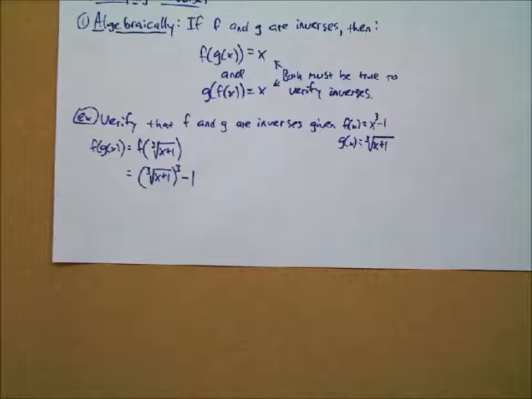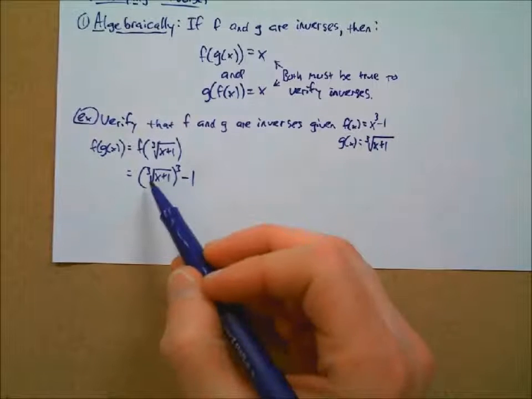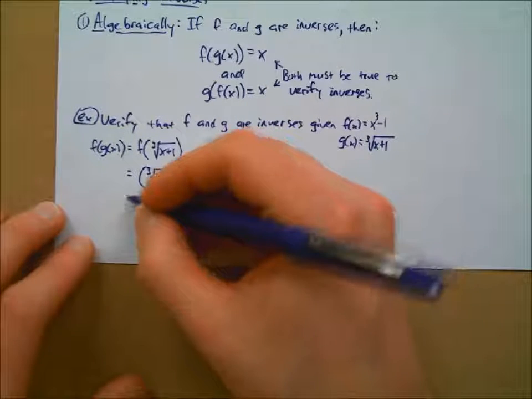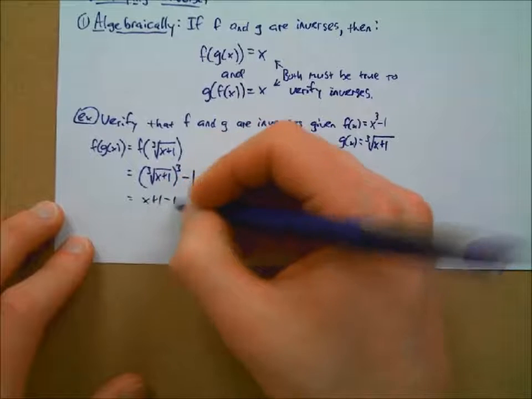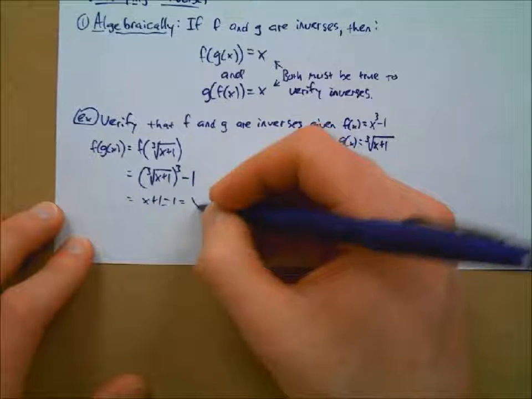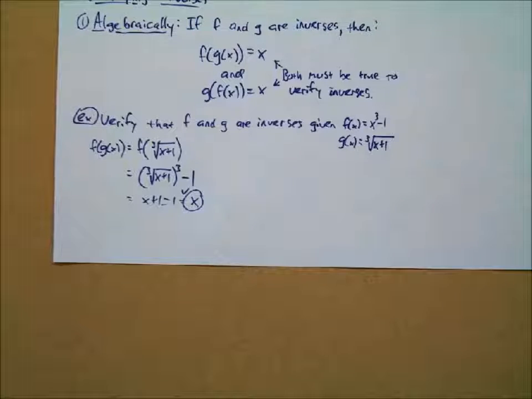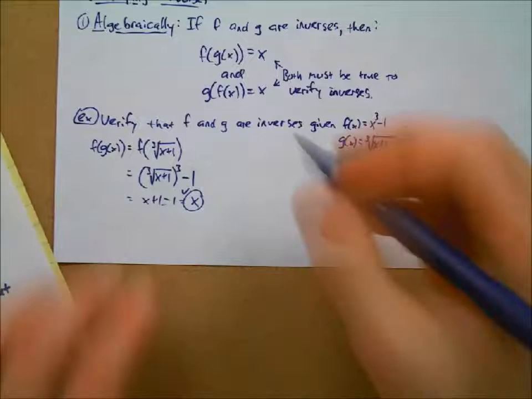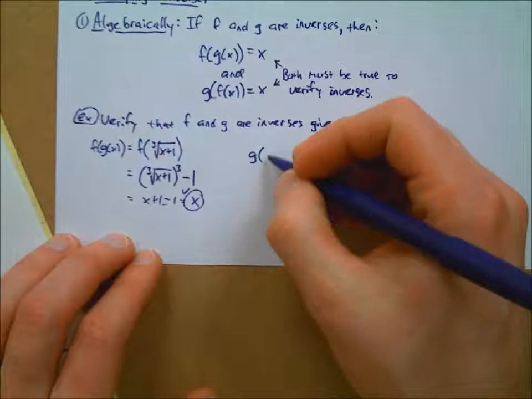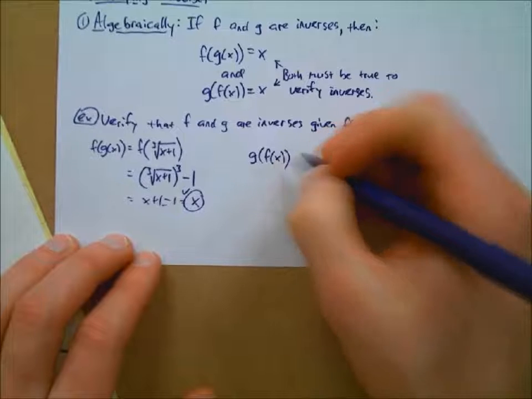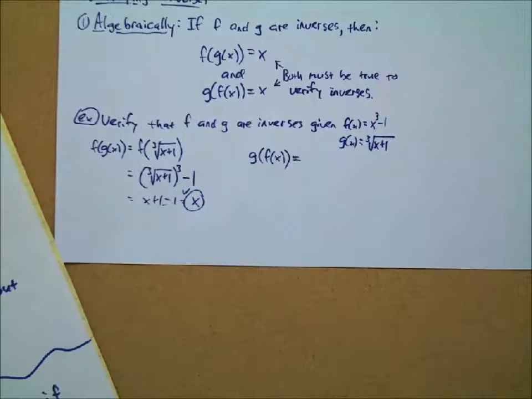And then we simplify this, right? So cubing a cube root, what happens? Cancels out. And so we have x plus 1 minus 1. The plus 1 and minus 1 cancel, and we're left with just x. So, aha, check. So these two functions are inverses, right? Oh, no, Mr. Wade, you got to check the other one. So you guys are going to do that right now. Go ahead, do g of f of x. See if you also get x that way.